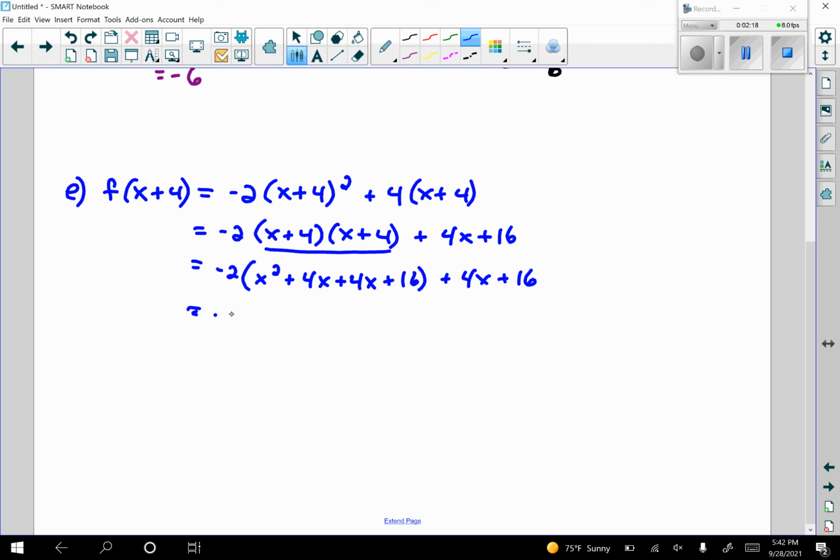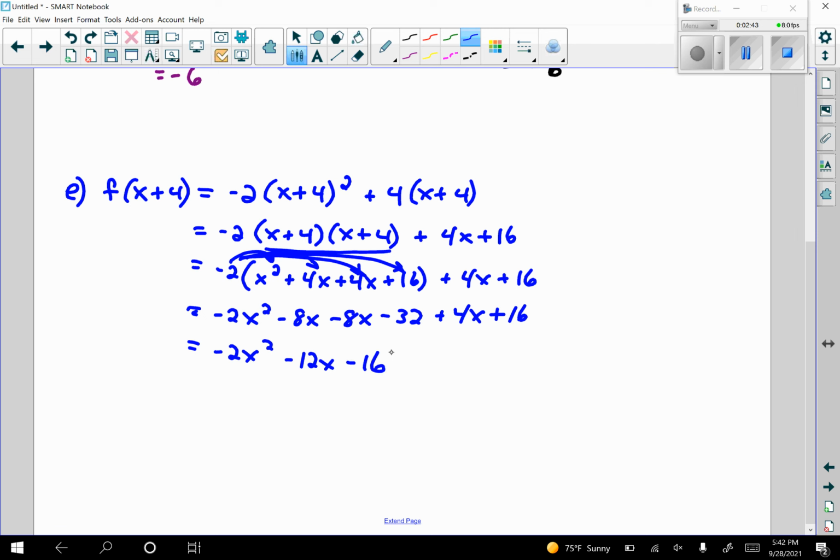Distributing the negative 2 now, we'll get a negative 2x squared minus 8x minus 8x minus 32. So I just distributed the negative 2 to all 4 of those, plus 4x plus 16. Combining like terms, we have the negative 2x squared. We have a negative 8x, so that's a negative 16x plus 4x is a negative 12x, and negative 32 plus 16 is a minus 16.